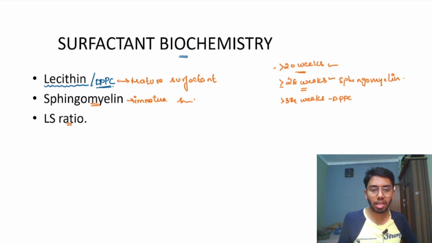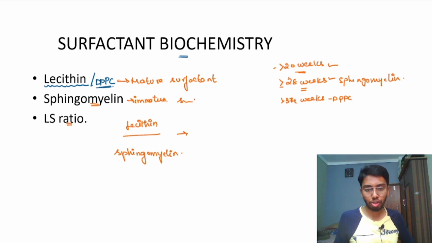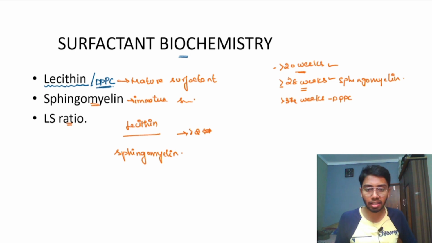One is the LS ratio. LS ratio is nothing but the lecithin by sphingomyelin ratio. So the normal ratio is 2:1 or more than 2. Just remember, more than 2. If the lecithin is twice the concentration of sphingomyelin, then it is a very good sign that the lung has matured. You know that this is logical only, no?